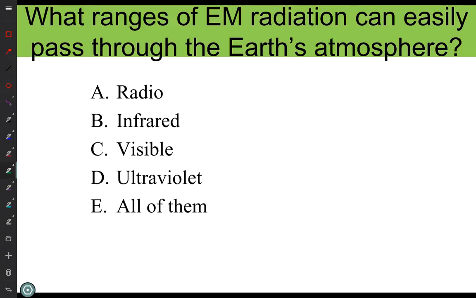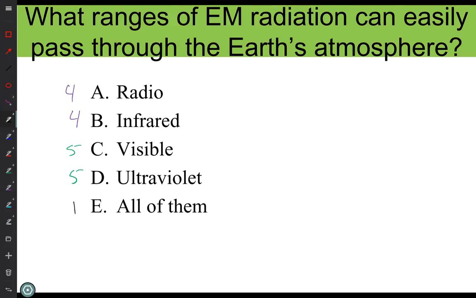And here's what we had. 5 people said visible and ultraviolet. 4 people said radio and infrared. And one person said all of them.